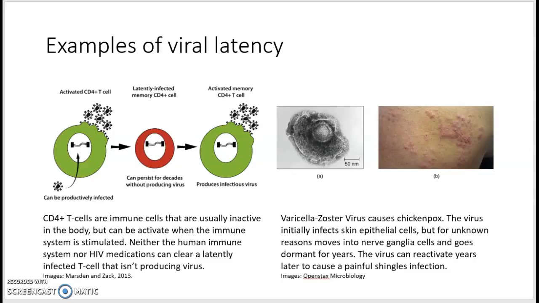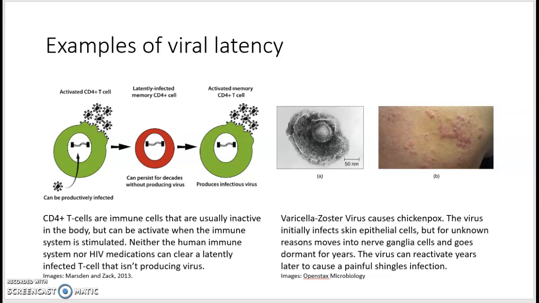HIV infects CD4 positive T cells, and those are immune cells that are usually only active in response to specific immune stimuli. When those cells go dormant, the provirus can persist inside of those cells for decades without producing viruses. The problem with this is that neither the human immune system nor HIV medications can clear those latently infected T cells, and they can go back to reproducing viruses at a later time. So this makes HIV extremely difficult to cure.